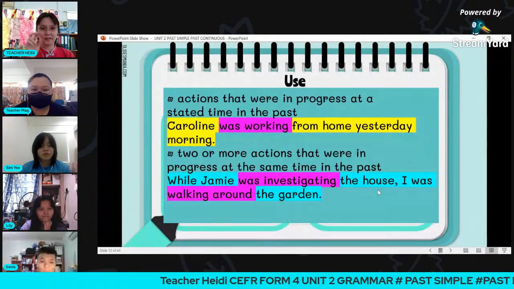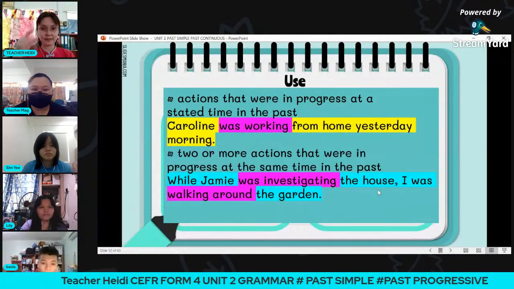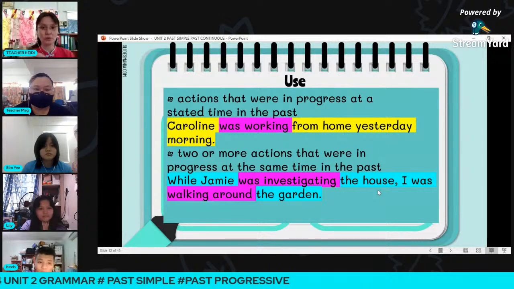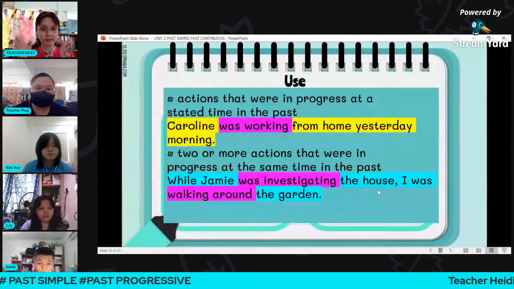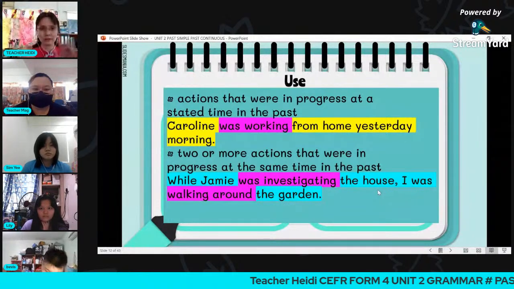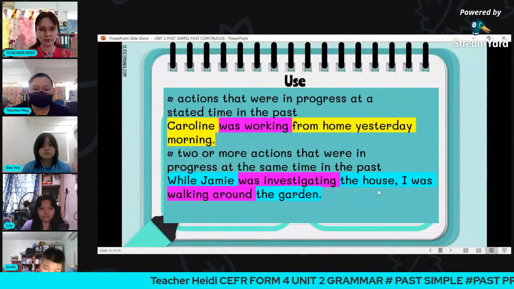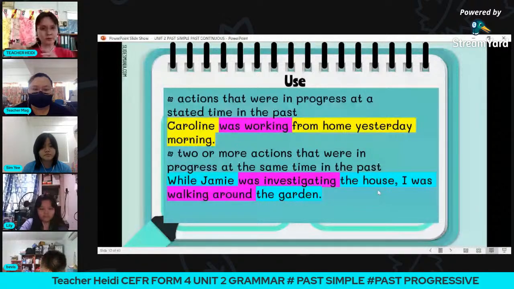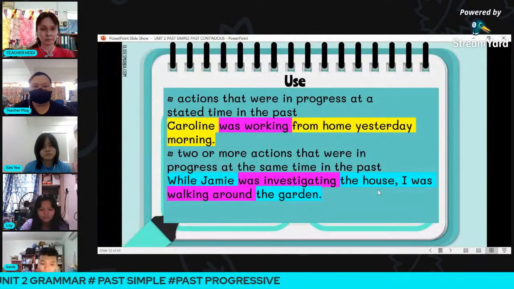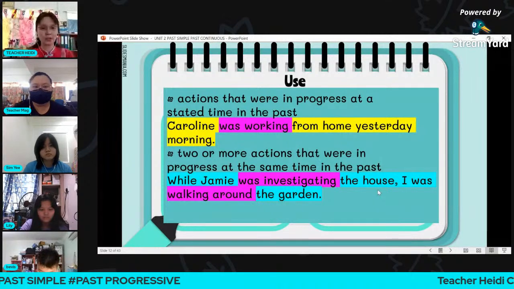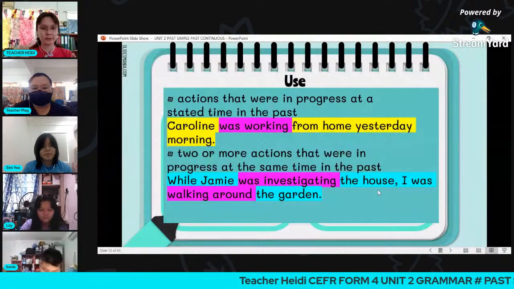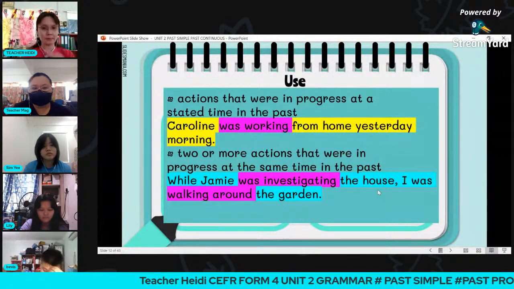All right, class. Again, you see there's a similarity here. Just now the simple past also had the stated time, right? In the past. This one also has a stated time, but when you read the sentence, you know that the action is in progress. The keyword is in progress. Caroline was working from home yesterday morning. You are trying to tell somebody this thing is in progress.